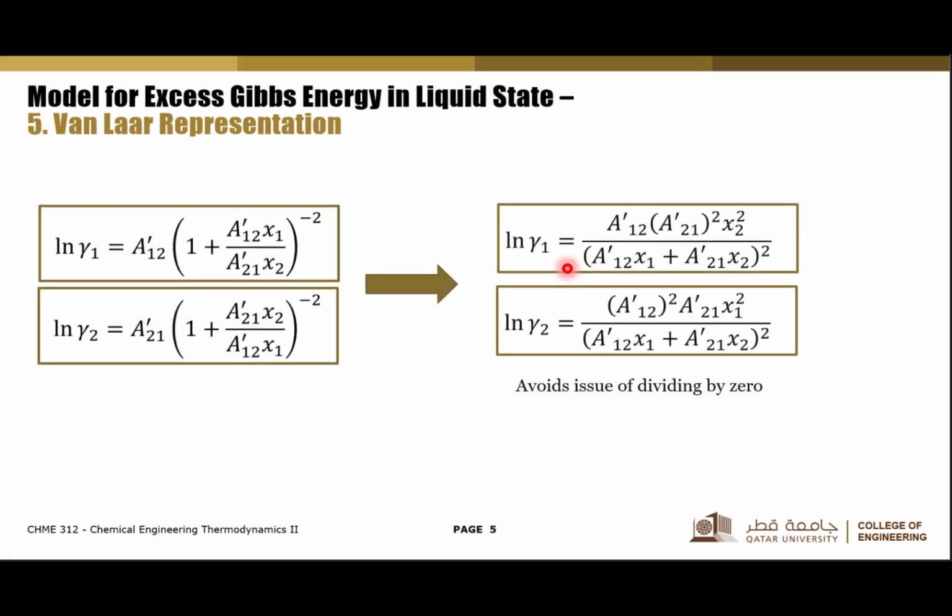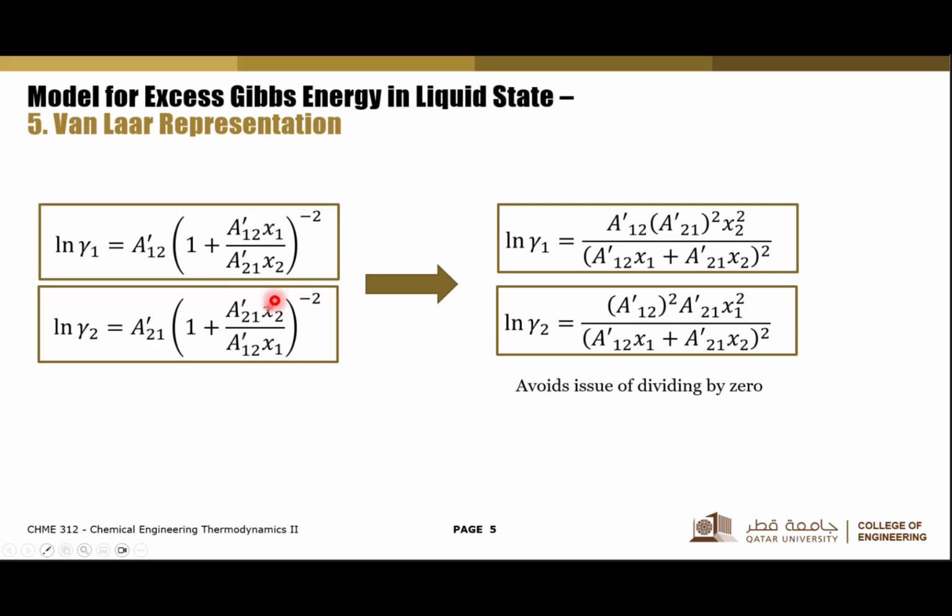There's another form for Van Laar's equation. So this is the one presented in the last slide. This is another form that avoids division by 0. Why? Because here, in the denominator, I have x2. And if I plug in x2 equals 0, then this denominator is 0, so I get infinity. To avoid that, some math is done to rearrange this same equation. So now we have x1 and x2 in the denominator. If one of them is 0, the other one is there, so you're not going to get 0. So just another form of the Van Laar representation.